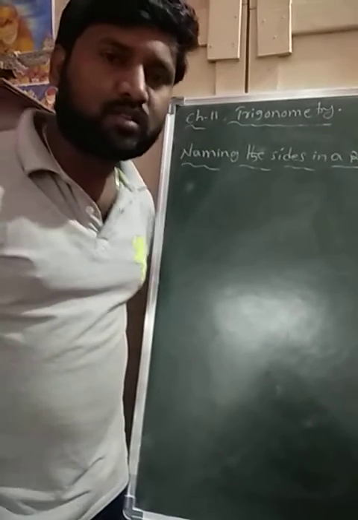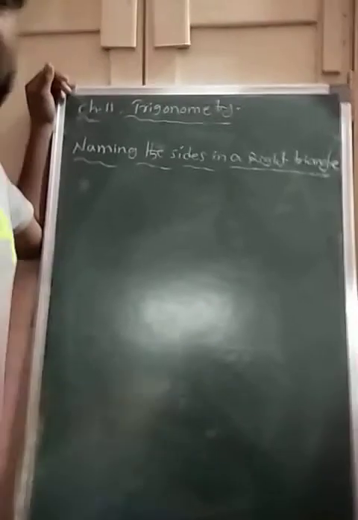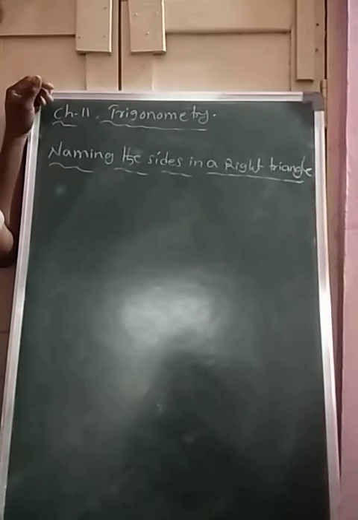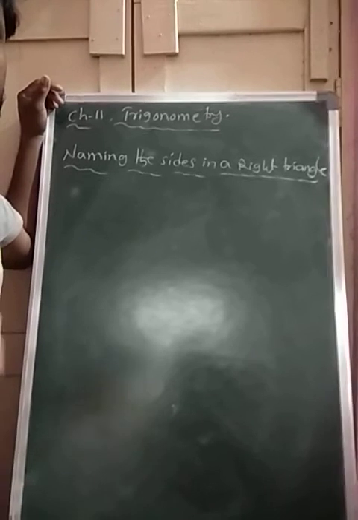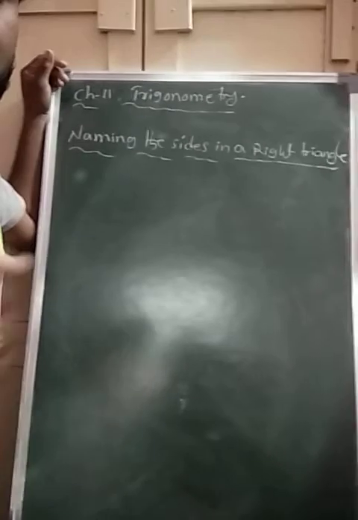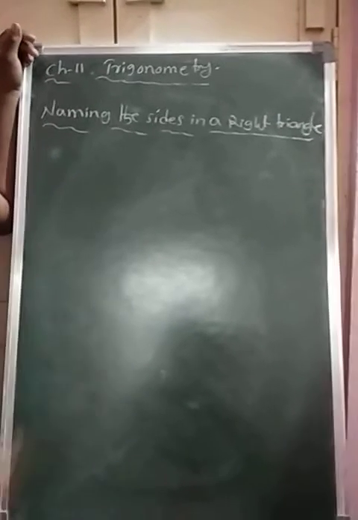Good morning, students. Today we are going to discuss chapter 11, trigonometry. In the previous class we already discussed the introduction of trigonometry and the systems for measuring angles. There are three systems: the sexagesimal system, the centesimal system, and the circular system. Already we discussed the three systems.